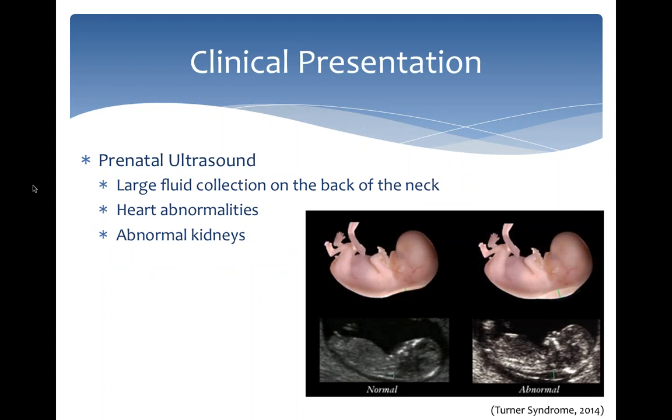Some clinical presentations for Turner syndrome: when you do a prenatal ultrasound, you will notice a large fluid collection on the back of the neck of the fetus. As you can see in the picture, you can compare normal with abnormal. In the abnormal, the fetus has a collection of fluid on the back of the neck. You can also see heart abnormalities or abnormal kidneys.